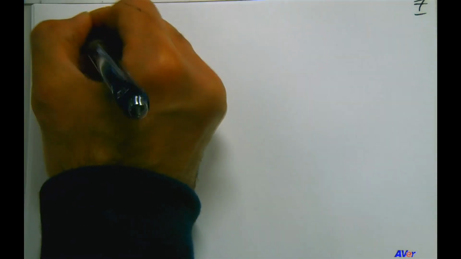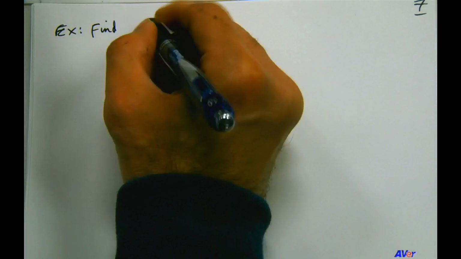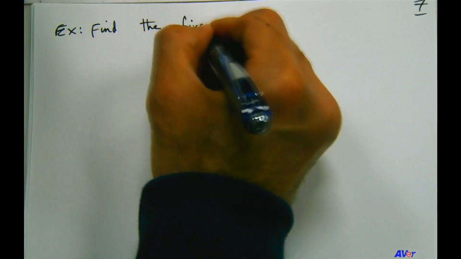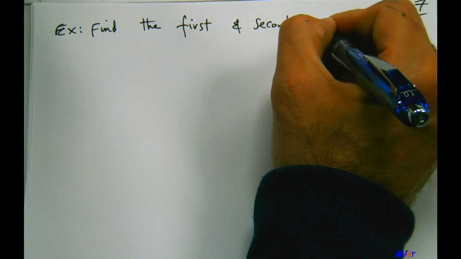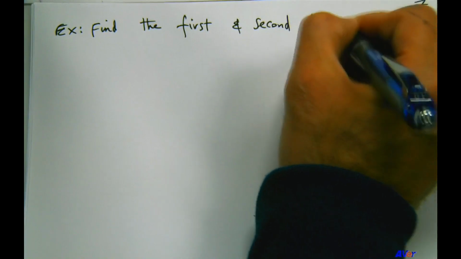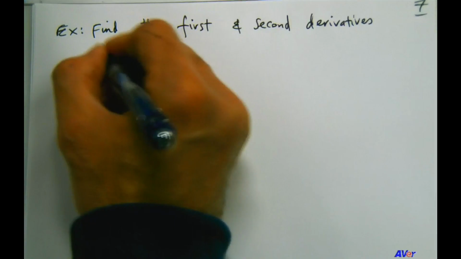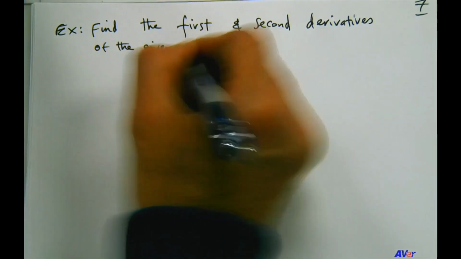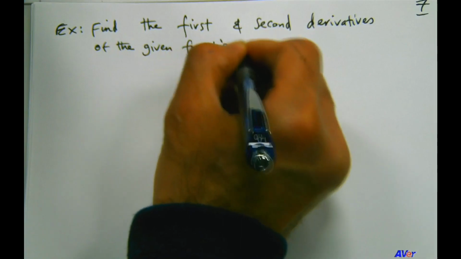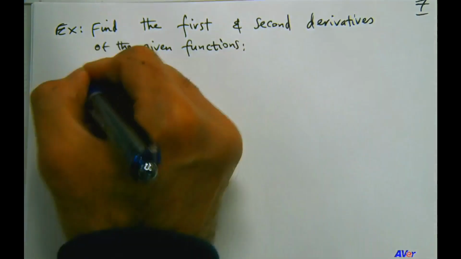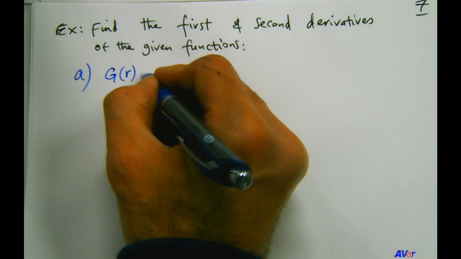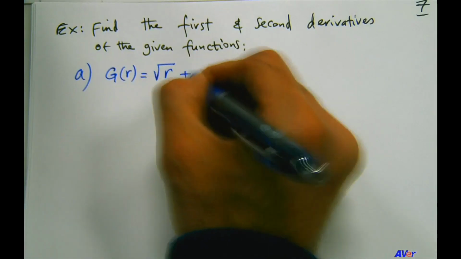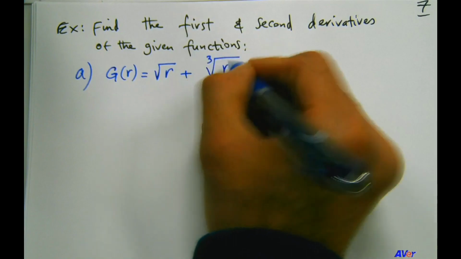Okay, here we go over more examples. We want to find the first and second derivative of the given functions. Okay, so here we have the function g of r equals square root of r plus third root of r.